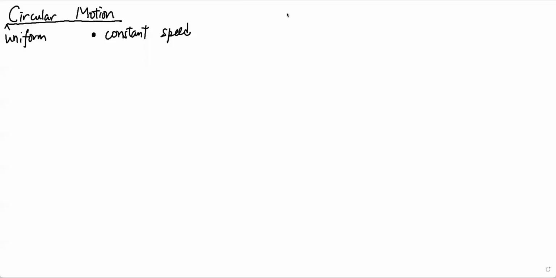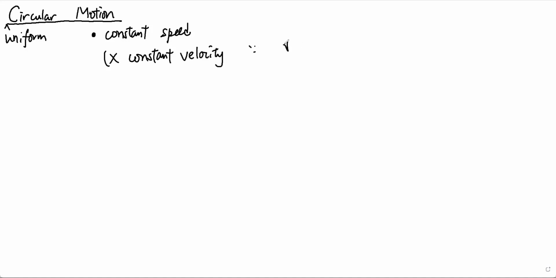So we're talking about uniform circular motion for the first chapter. And the object is moving at constant speed. Can you tell me whether it's moving at constant velocity? No. Why is it not moving at constant velocity? Yeah, because in a circular motion, the direction of the motion keeps changing. So the velocity is not constant.